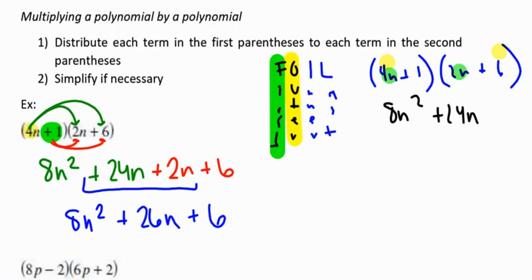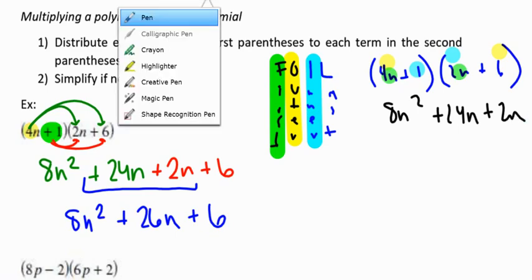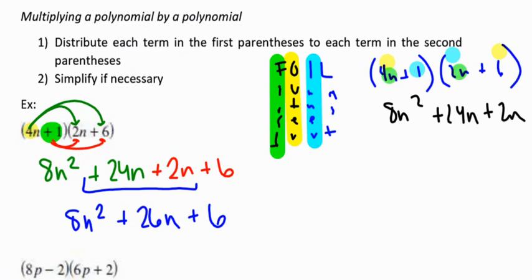So my inner terms are the 2 terms that are most inside my set of parentheses. So I have this 1 and 2n. So 1 times 2n is a positive 2n. And then the last terms are the last terms within each set of the binomials. So the 1 and the 6. So 1 times 6 we know is 6.